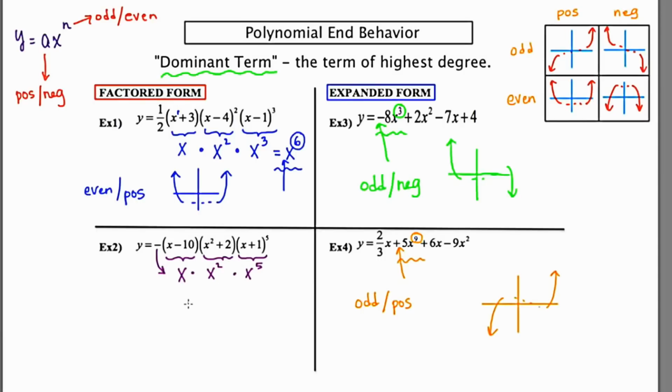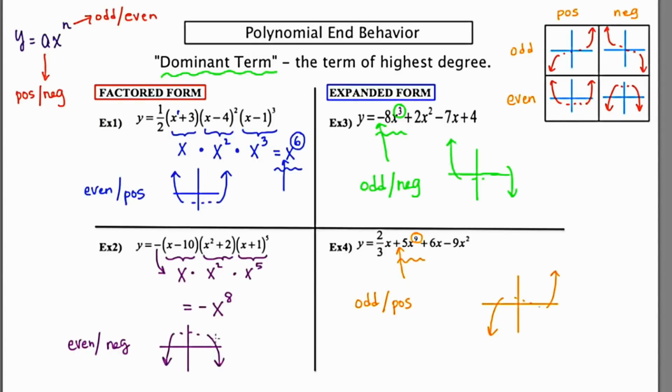So multiplying all this out and including the negative, we get negative x to the 1 plus 2 is 3, 3 plus 5 is 8. Negative x to the 8th. So think about just the words of the end behavior. Odd or even, positive or negative. Write down what you think it is before I do. If you guessed even negative, then you're correct. Now take a moment and draw what you think is going to be the end behavior. If you guessed 2 arms both facing down, then you're correct.